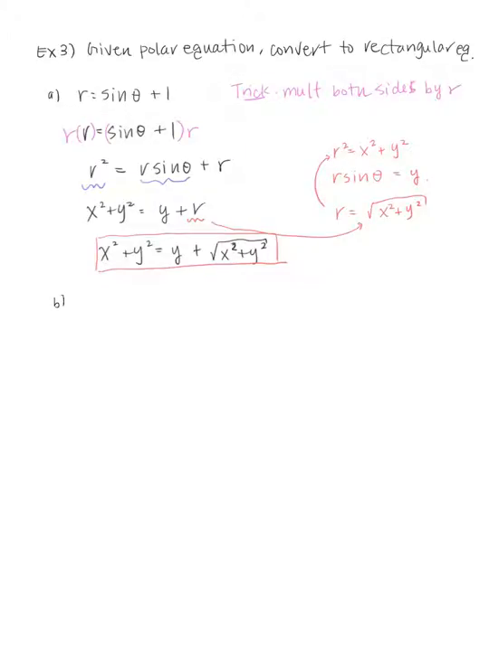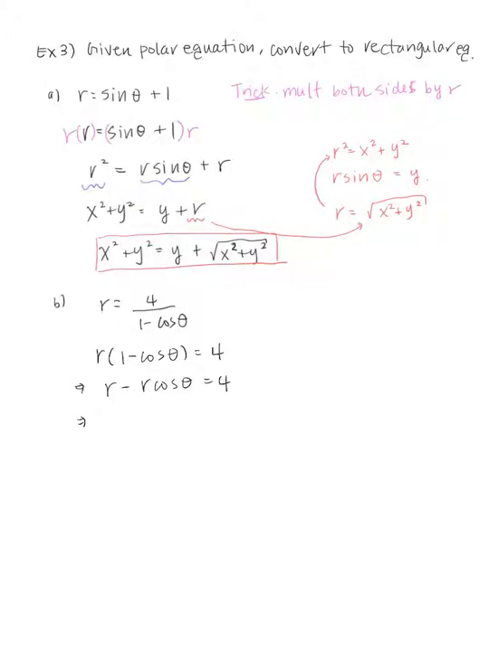Okay, next one. Let's just do another one. r equals 4 over 1 minus cosine. Alright, feel free to pause the video and try this on your own and see what you get. Okay, so let's take a look. I'm sure there are multiple ways that we can do this, but here's the easiest way possible, I think. Cross multiply both sides and then get r times 1 minus cosine of theta equals 4.